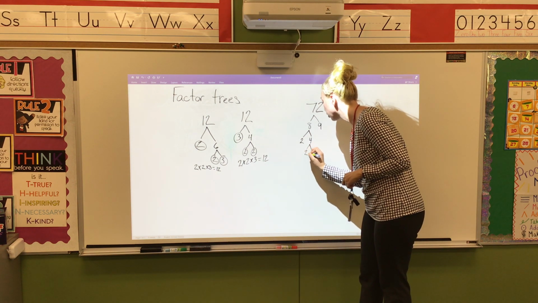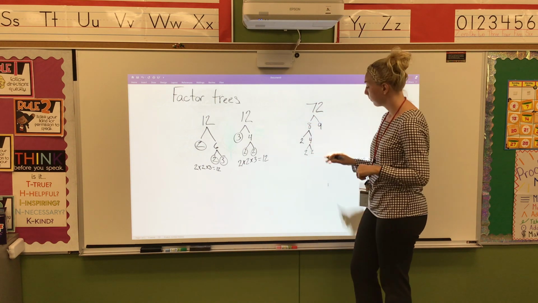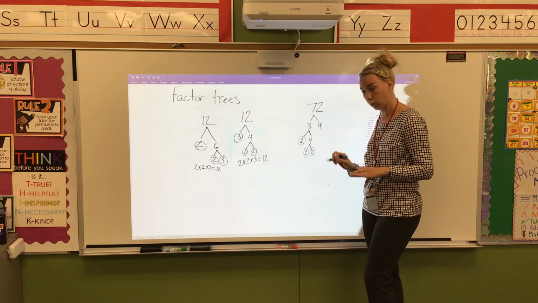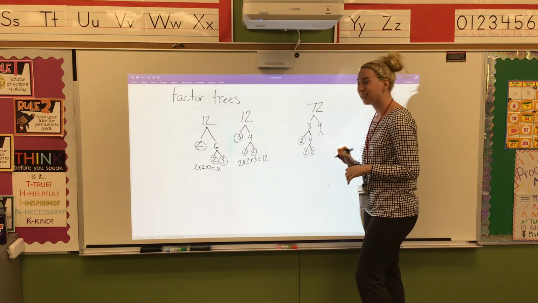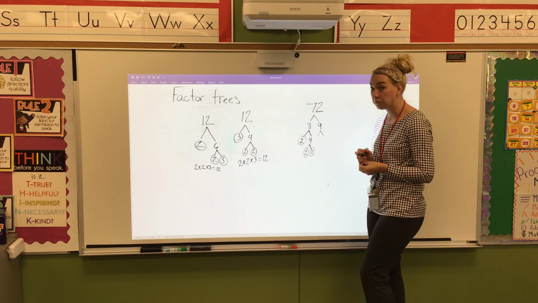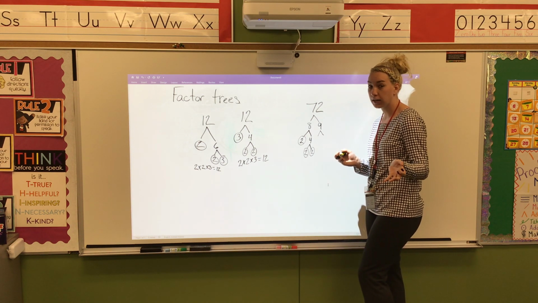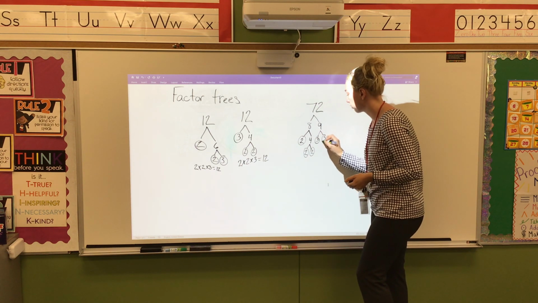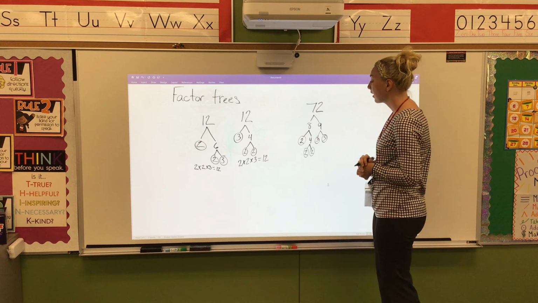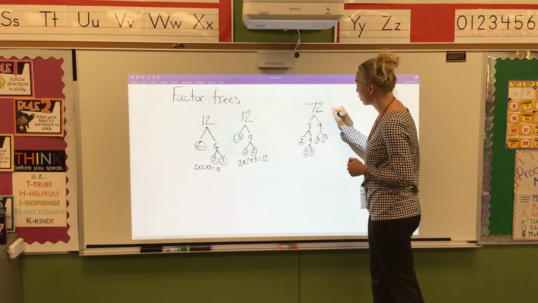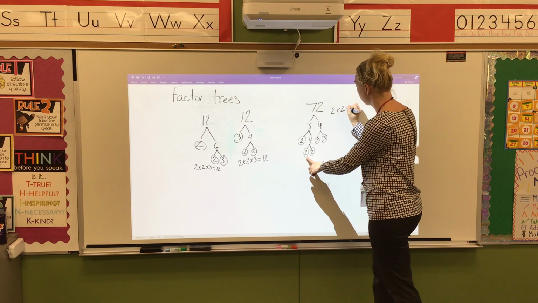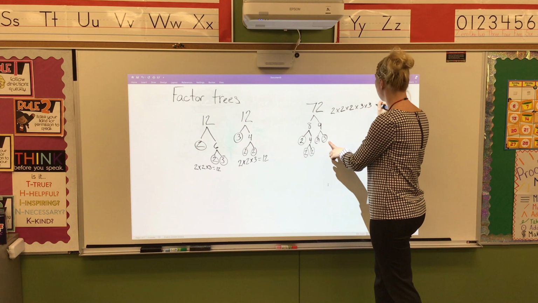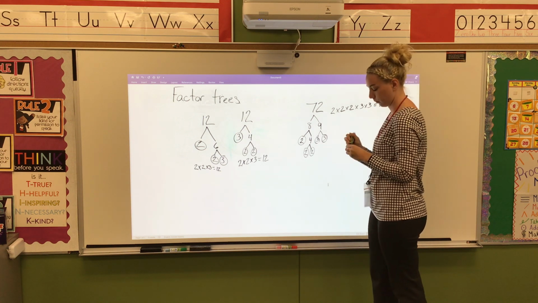And you already said it. 2 times 2 equals 4. Now this whole side is done. Do you see that? We're at prime number, prime number, prime number. We're good. Let's split our 9. 9 is equal to what? Only one factor besides 1 and 9 works for this, right? 3 times 3. And 3 is a prime number. It is factored out. Guys, if I got a calculator right now and I did 2 times 2 times 2 times 3 times 3, we would find out that equals 72.